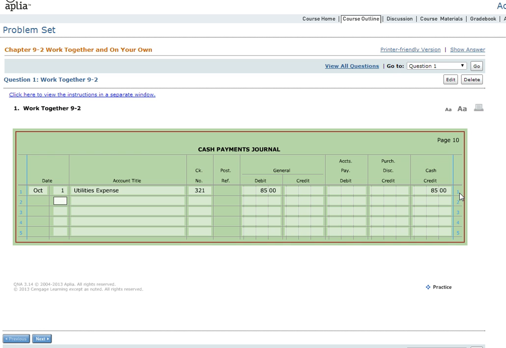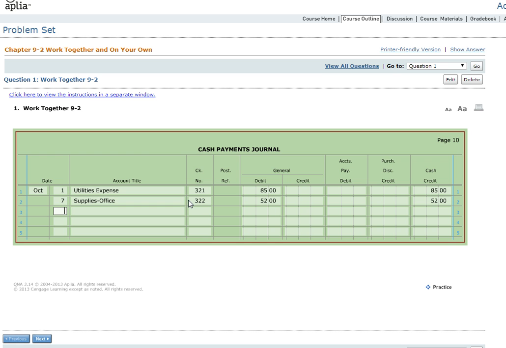The second one is paid cash for office supplies. Paid cash. Okay, so that's going to be the cash payments journal. So on the 7th, we paid for office supplies, so that's going to be supplies dash office. Our check number is 322. The amount is $52, and it goes under the general debit column. Paid cash, so you know cash has to be credited.